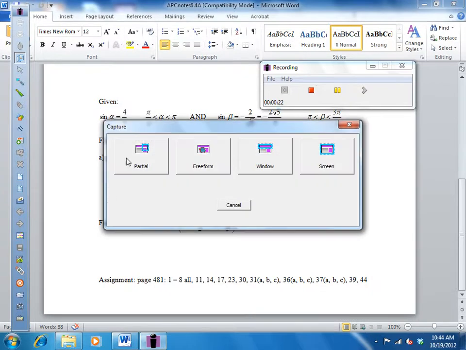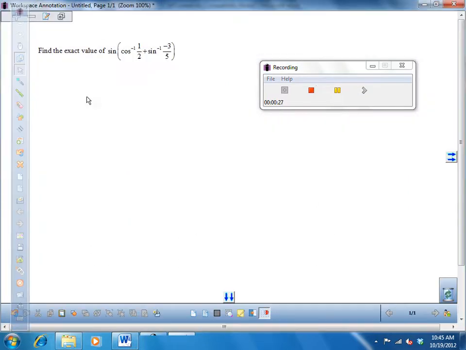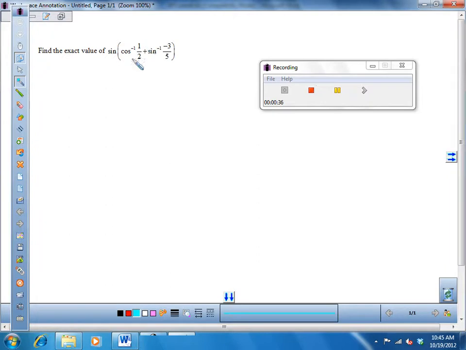So the way we do that is, it looks kind of confusing and kind of complicated, but it's really not bad at all if you think about each one of these things as an angle. So this says find the sine of one angle, which we'll call alpha, plus another angle, which we'll call beta. And we want the sine of an angle whose cosine is 1/2. That would be an angle that looks like this.